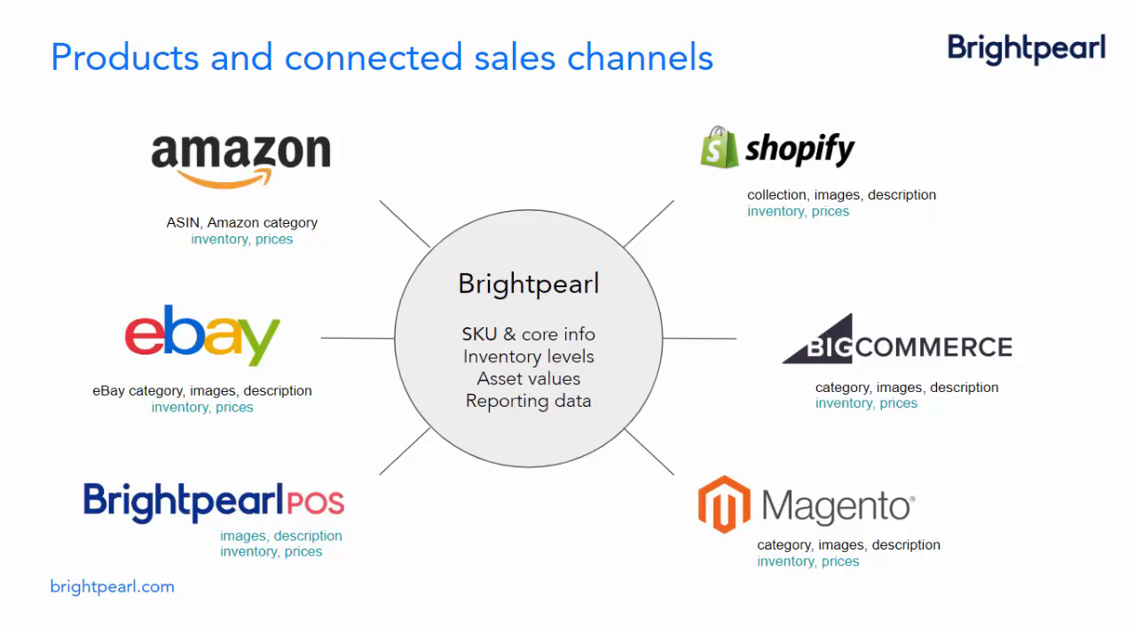Brightpearl acts as the hub in the middle of all of your sales channels. It will manage data on marketplaces like eBay and Amazon, as well as e-commerce platforms like Shopify, BigCommerce and Magento, amongst others. Inventory levels and prices can be managed across all channels, since those data points are likely to be similar across channels and also they change the most often. Automating these changes using a central hub saves the most time.